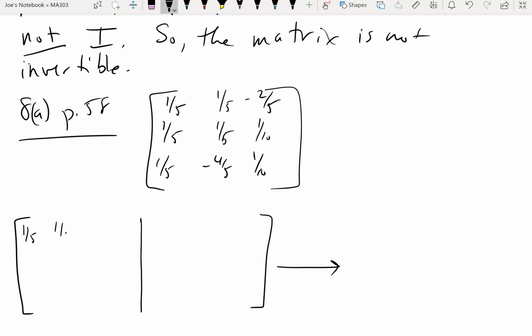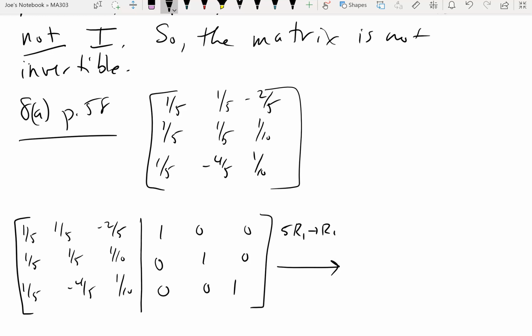All right, so again, what do we do with the matrix? What's the first thing we do? Okay, so we want to get a 1 in the top left-hand corner. What do we augment over here on the right? Identity matrix. To get a 1 in the upper left-hand corner, what do we need to do? Multiply by 5.